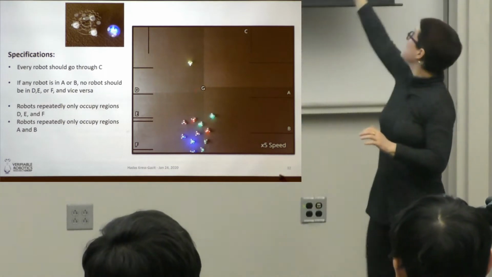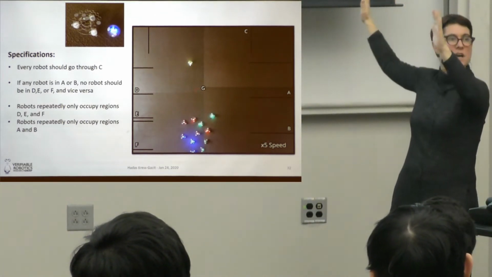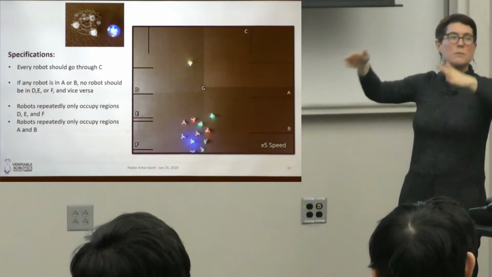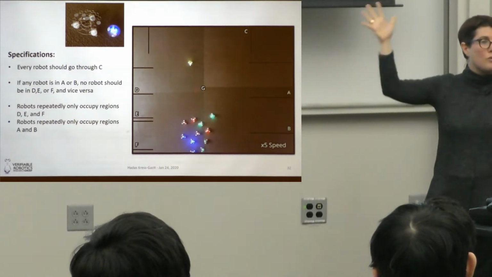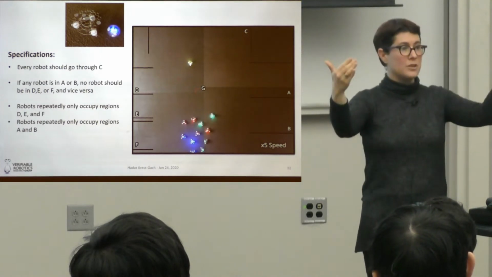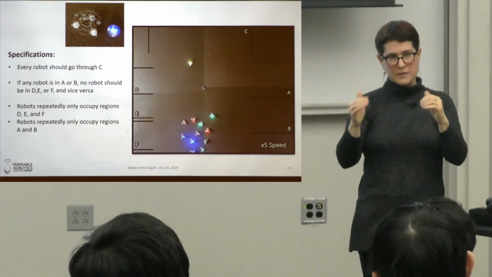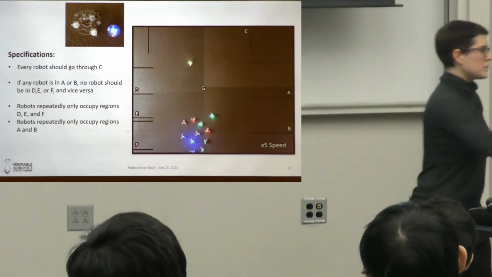All robots should be in A and B at some point. And there can never be robots on both sides. Why is this my task? Because that's what I want. But it's an overall collective behavior that I'm specifying at the high level, and I need to generate these different behaviors. So I'm going to go over the process in a second.